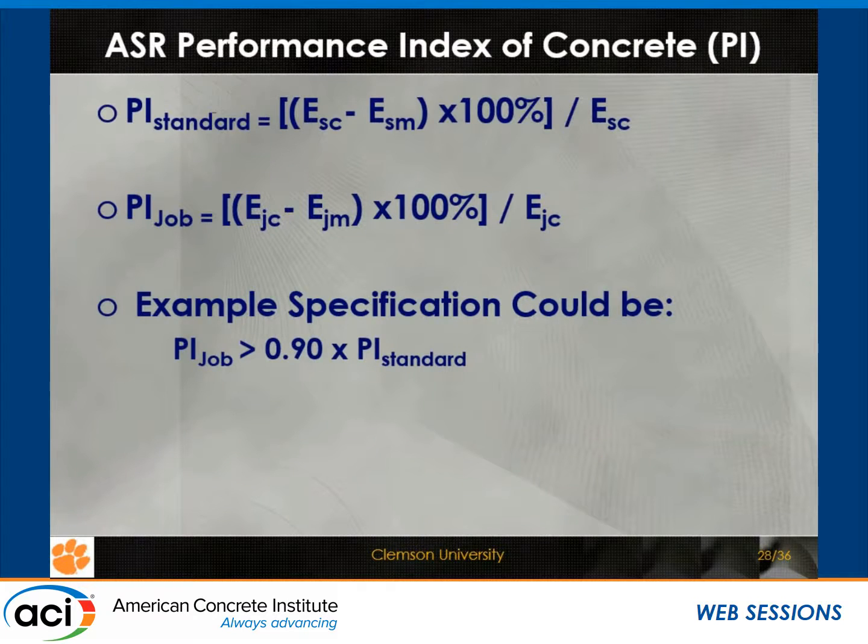One possible way to specify something like this would be to determine the performance index of a standard mix with control and the mitigated mix. And for the job, again, do a control and a mitigated mix. Look at these two values and have something. This is an example. I'm not trying to say this is it, but this is a way to look at specifying for job mixtures, if you will, based on a performance index.